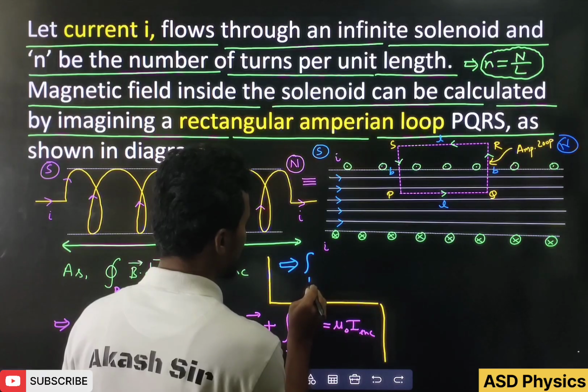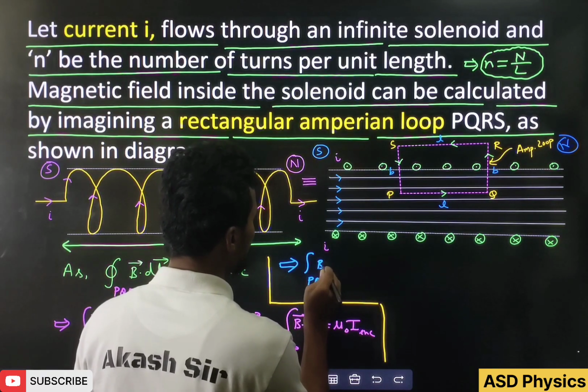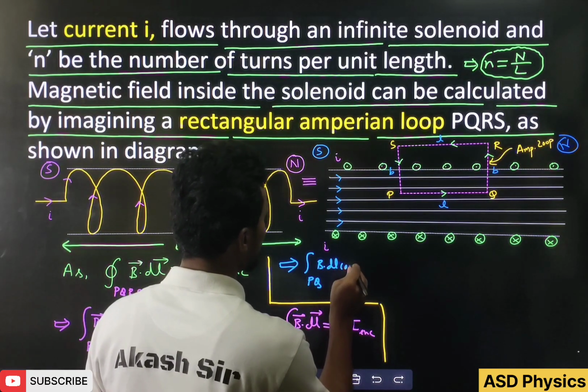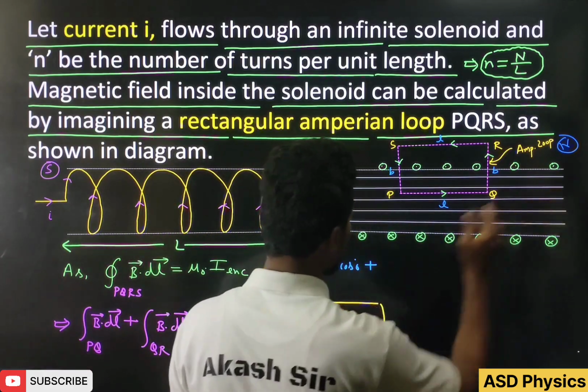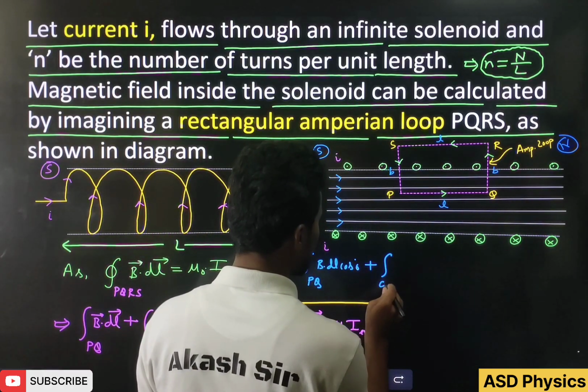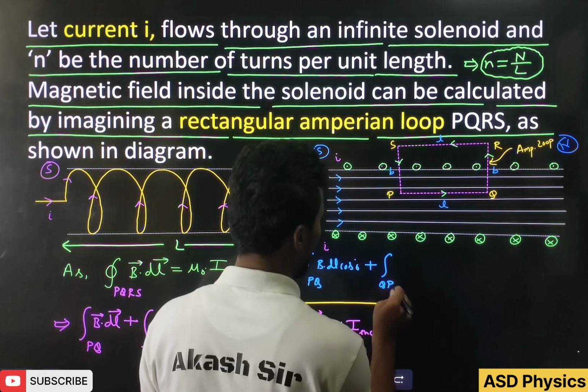Okay, so what will happen here? See, this P2Q will become B dl cos 0, because both are in which direction? The same direction.